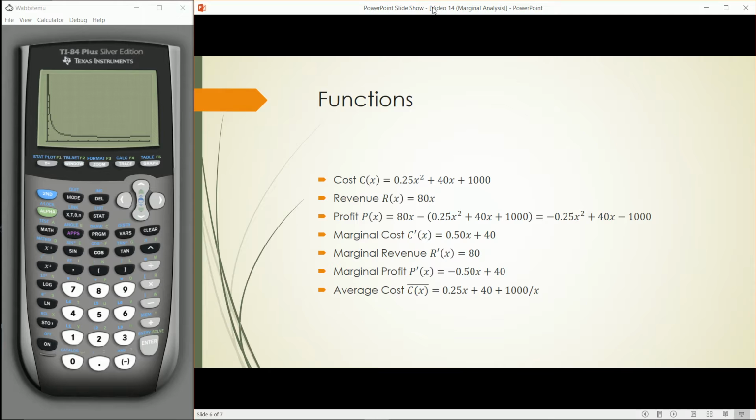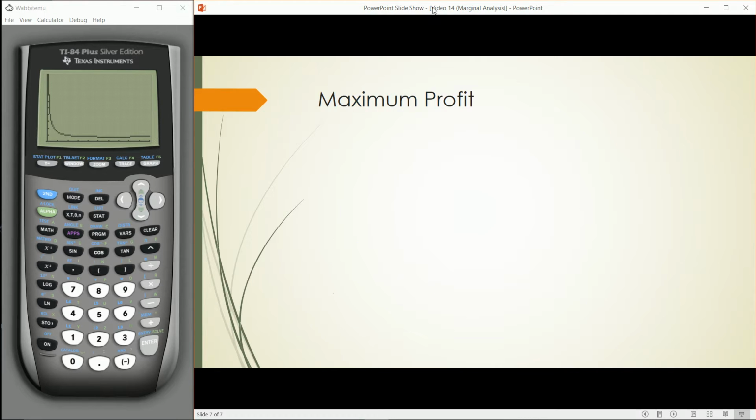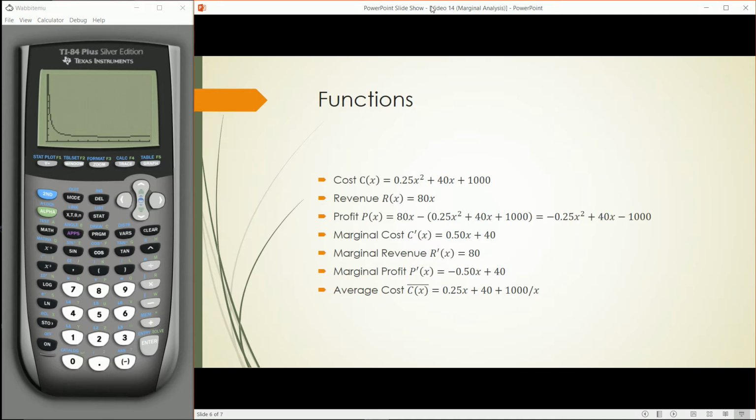Now, let's go ahead and take a look at the next part. So finding the maximum profit. To do this, we take our function for the profit, the marginal part of it, and set it equal to 0. Which, solving for it, we get x equals 80. Now, we want to make sure that there is actually a maximum profit. So let's go back to our function and put that in.